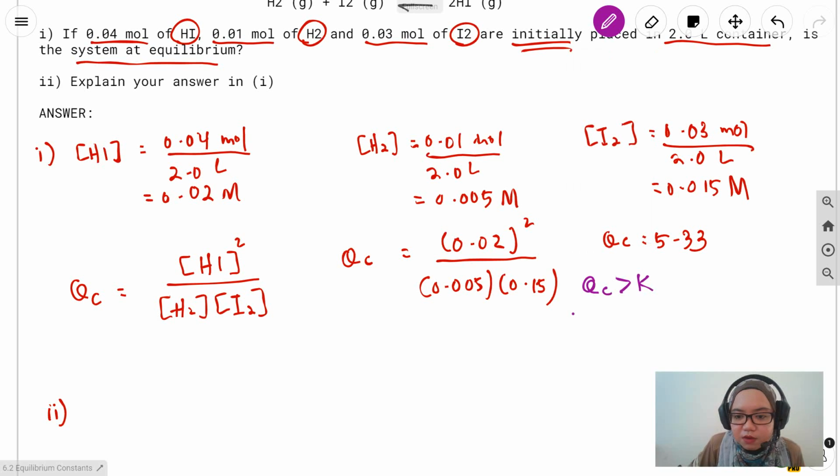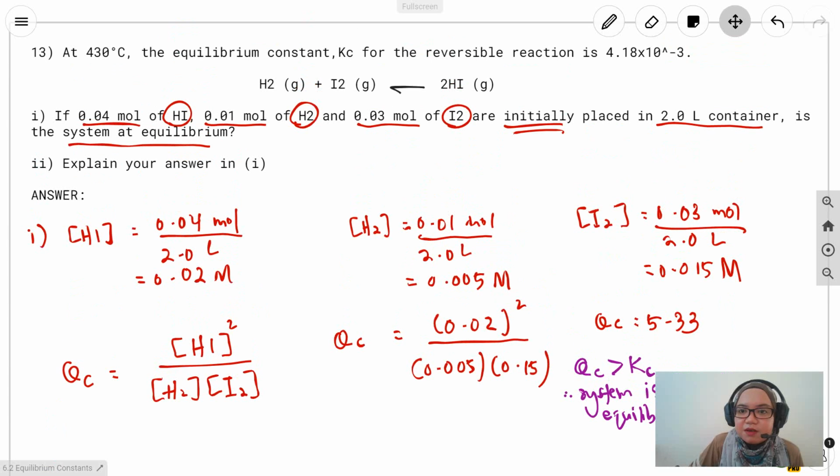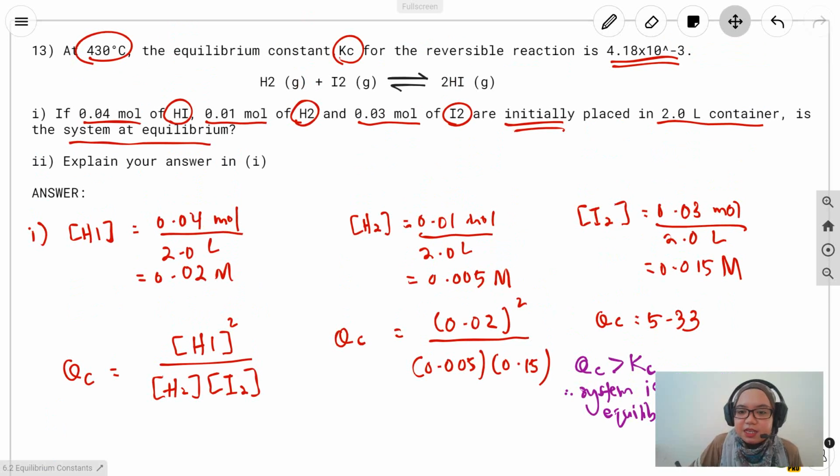the system is not at equilibrium. Okay? Qc is larger than Kc. Because what was Kc just now? 4.18 times 10 negative 3, right? Qc is 5.33, so very, very large. So Qc is larger than Kc. So the system is not at equilibrium.